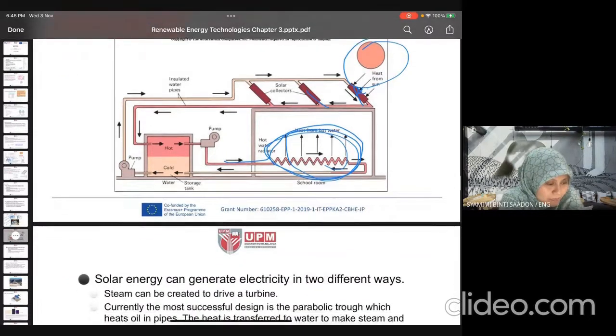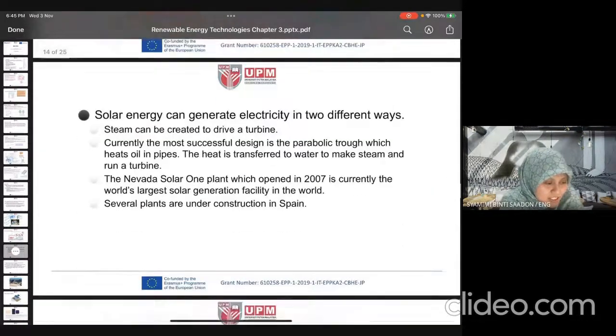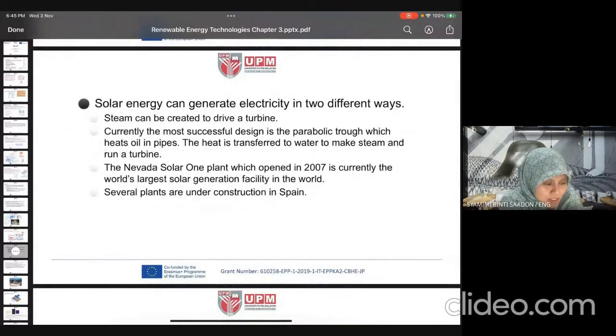Okay, it means that the energy source here is the heat, and then we have a pump to pump the fluid, the heat, to be used, for example here in the school room or in the toilet for solar heated water. Solar energy can generate electricity in two different ways. Steam can be created to drive a turbine. So this one is like just now, active and passive.